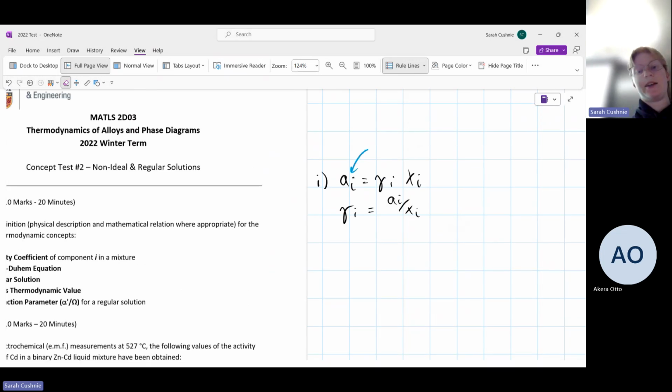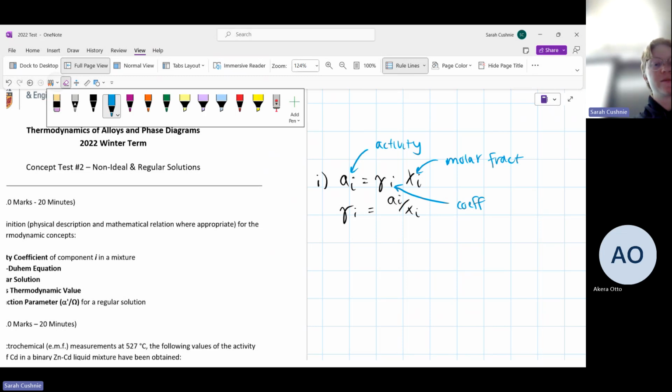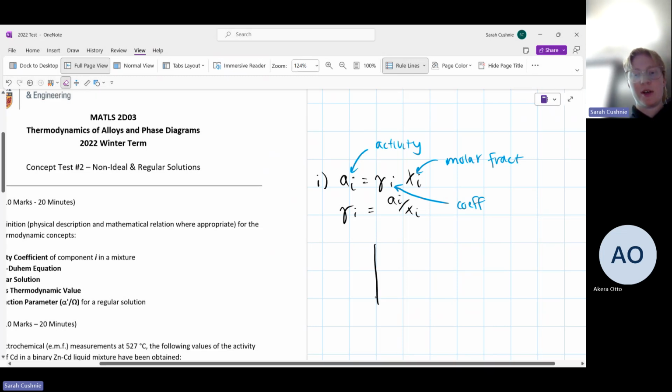So a_i is just the activity, and x_i is the molar fraction. And these are both of component i in some mixture. Basically this shows how we have your activity coefficient gamma, so that's the coefficient. This equation just relates the activity to the molar fraction together and basically describes how does this actually change. Because if you remember Raoult's law that we talked about last session, right?